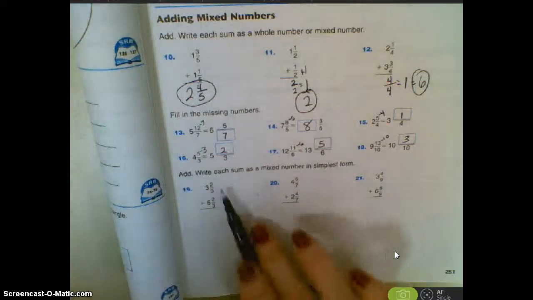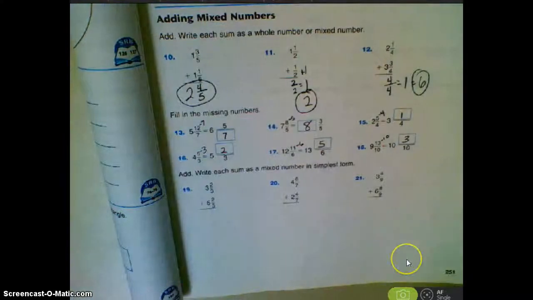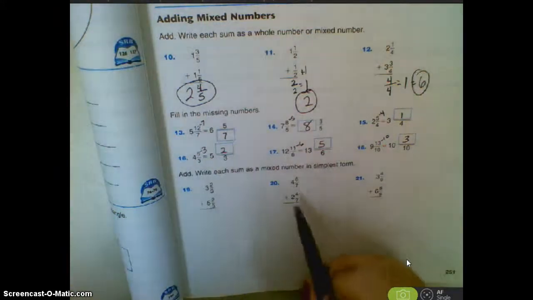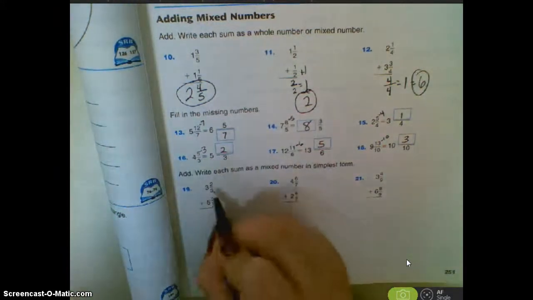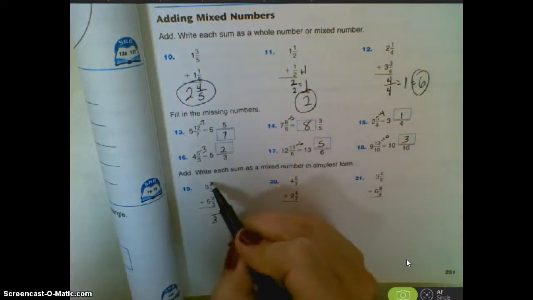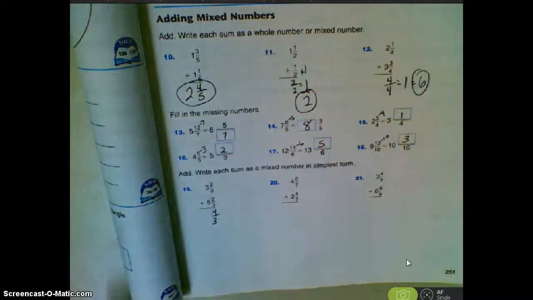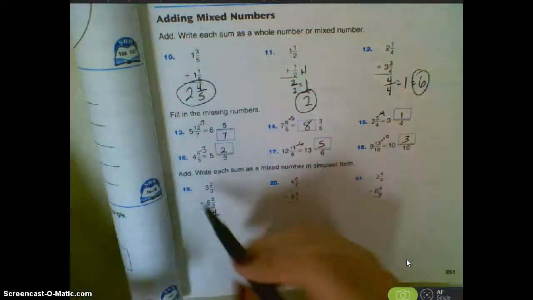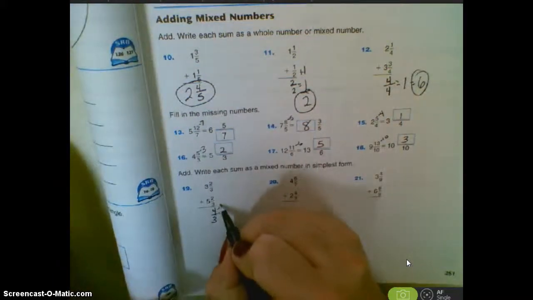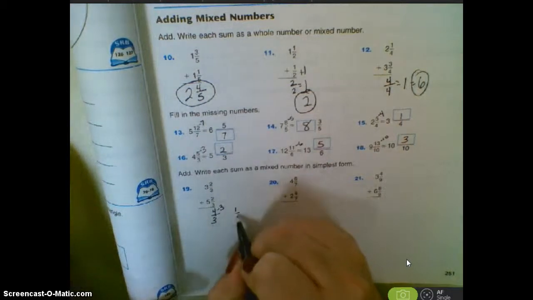Add and write each sum as a mixed number in simplest form, so we're going to have to do a little reducing on this one. Thank goodness we have common denominators on all of them. Keep our denominator 3. Let's add our numerators. 2 plus 2 is 4. 4 over 3, we can regroup here. Take 3 out of 3 out, and I get a leftover 1, and I keep my denominator of 3.